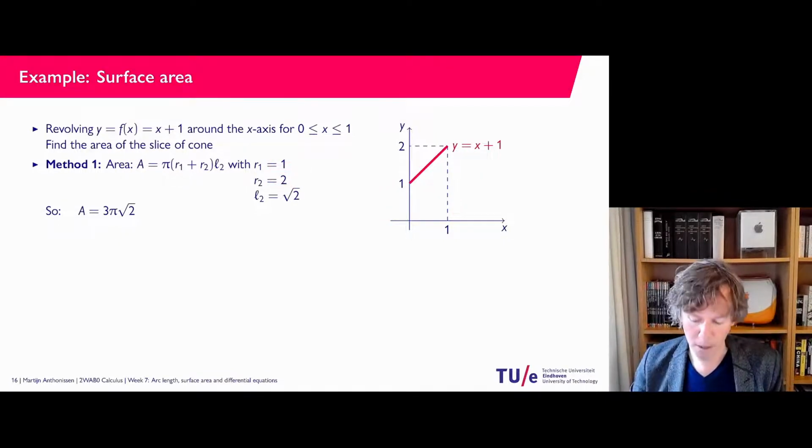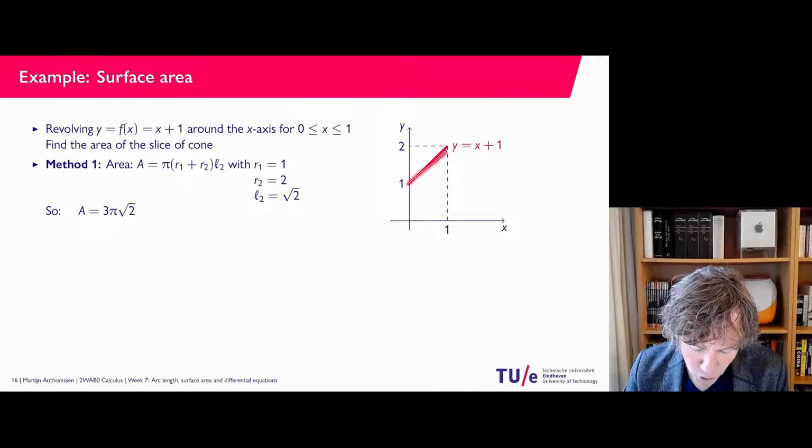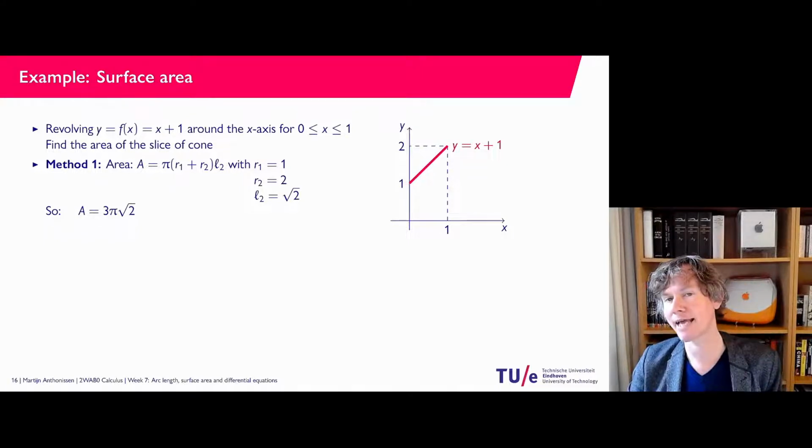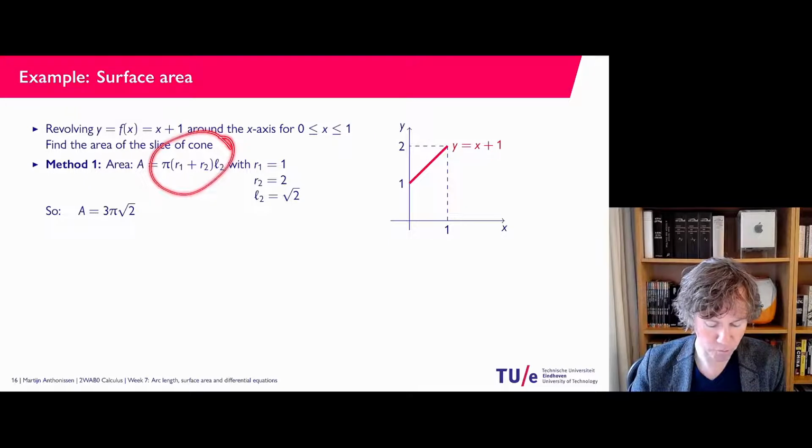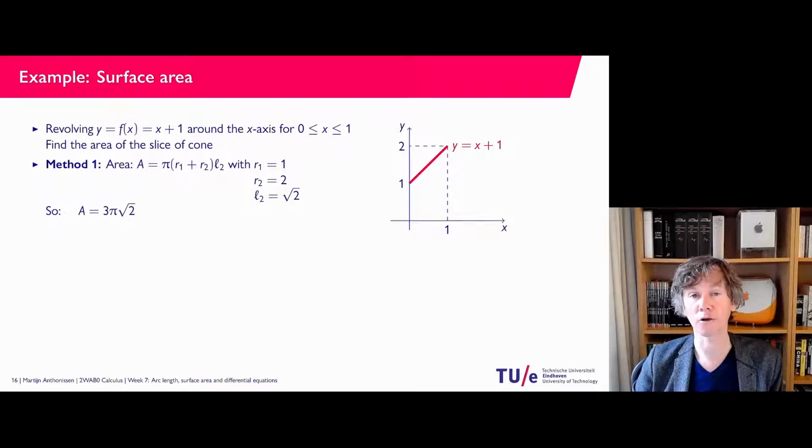And then the slant height, that's the length of this bit here, from the point 0, 1 up to 1, 2. So you see that it's like the diagonal of a square with side 1. So that is the square root of 2. And then apparently if you plug that into the formula, you find that the area is 3 times pi times the square root of 2.